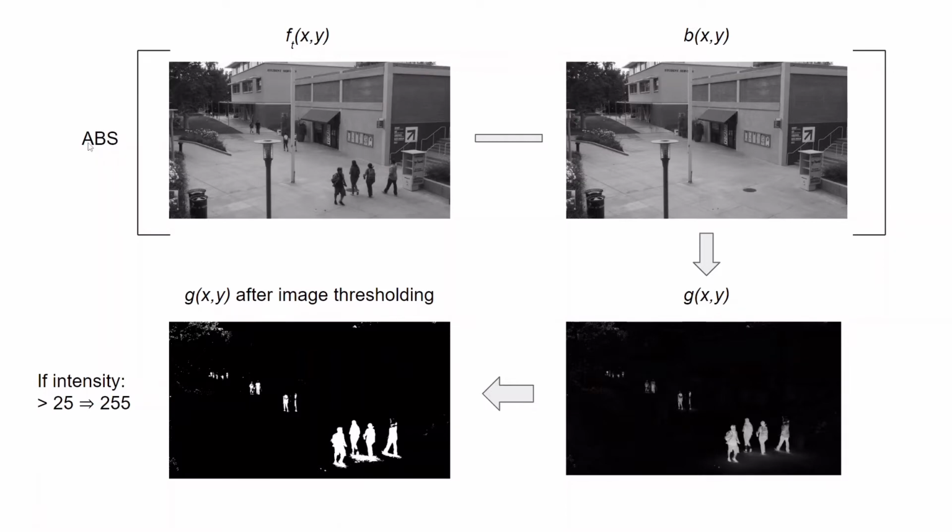Please remember here, the difference is calculated as an absolute difference, meaning that the result has a value of 0 or some positive number. Next, we can apply image thresholding or a logical operator to make the result look better by replacing any pixel value less than 25 with 0 and any pixel value greater than 25 with 255.